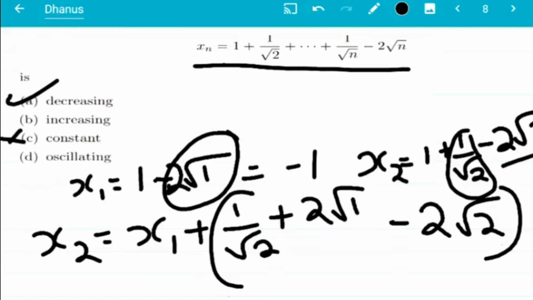I think you heard about the other steps. Okay, the thing is decreasing. That's why we can eliminate all other options, and the option is: the sequence xn is decreasing.